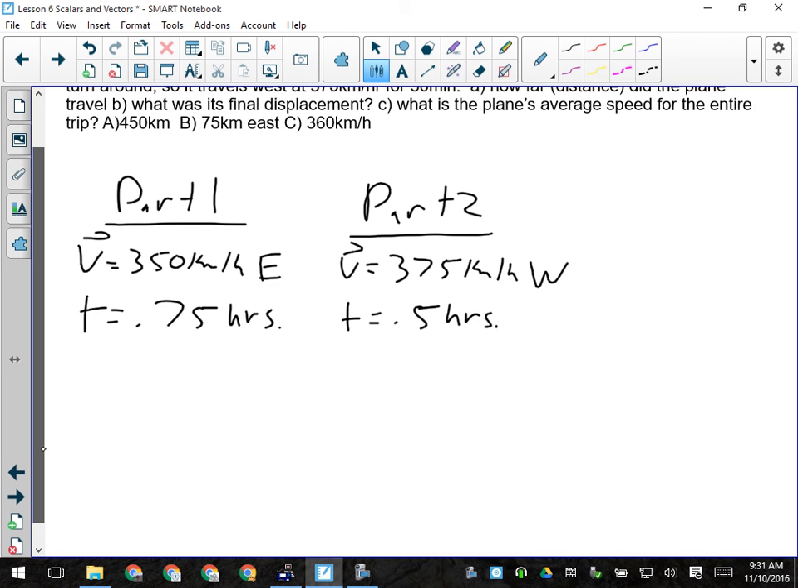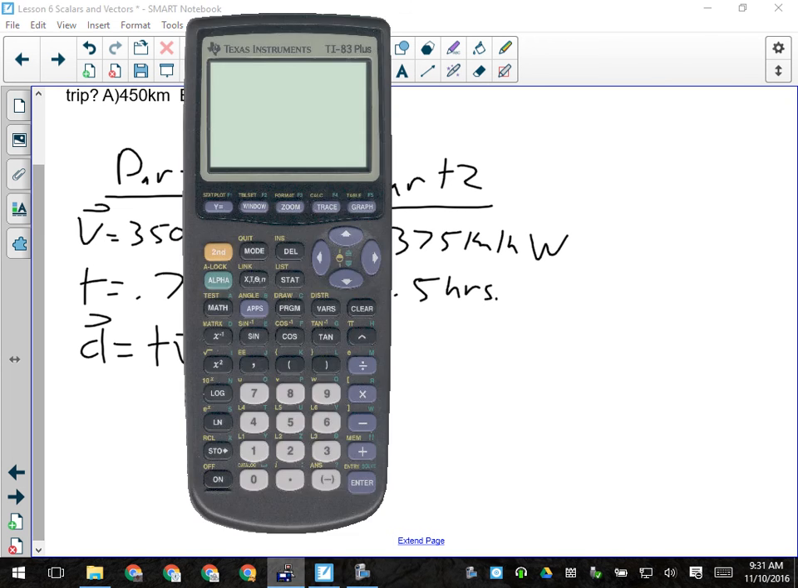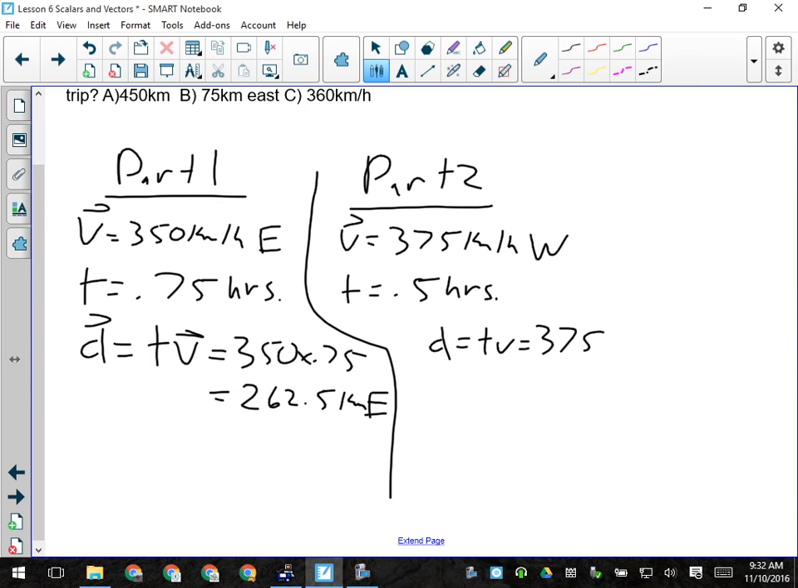Now I can calculate D for both parts. D equals T times V. That's the manipulation of V equals D over T. So 350 times 0.75 gives me 262.5 kilometers east. Going to do the same thing over here. D equals T times V. That's going to be 375 kilometers per hour times 0.5 hours.